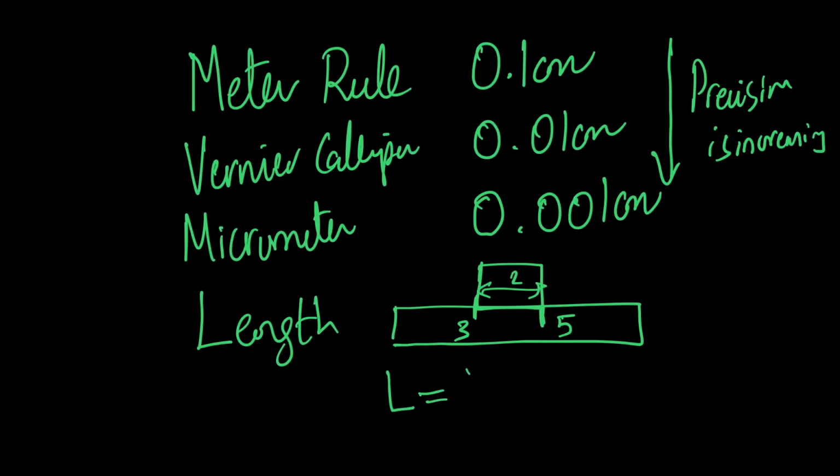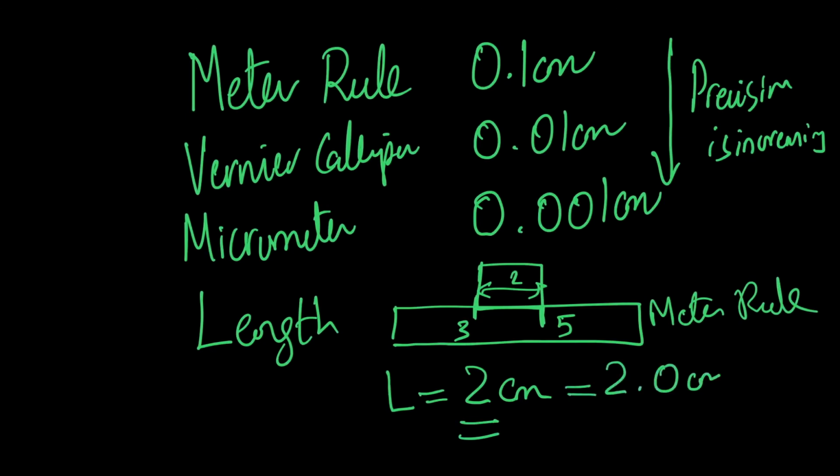Now somebody writes 5 minus 3, 2 centimeters. This is absolute nonsense. Why? Because अगर आपने meter rule use किया है, I do not understand how do you get an exact number. What you should have written was 2.0 centimeter. Please try to relate this with the precision. Precision में देखो कितने decimal place नजर आ रहे हैं, मेरी reading में भी उतने decimal place होने चाहिए.